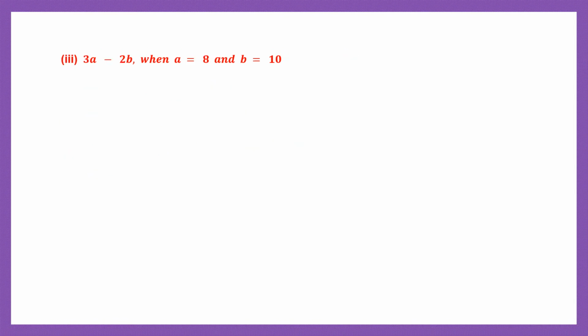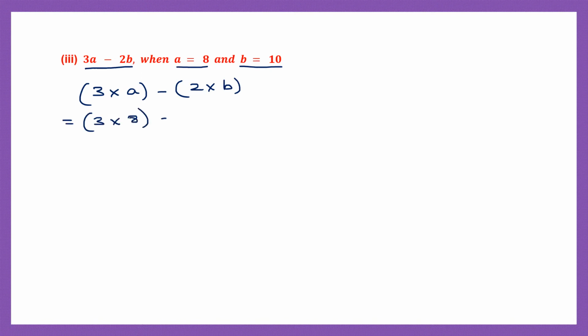Question 3. The expression given to us is this and the values for the variables have also been given. So let's start. 3a is 3 into a minus 2 into b. Now start substituting. 3 into a is 8 minus 2 into b is 10. 3 8s are 24 minus 2 10s are 20. Now 24 minus 20, the answer is 4. So the answer to this question is 4.